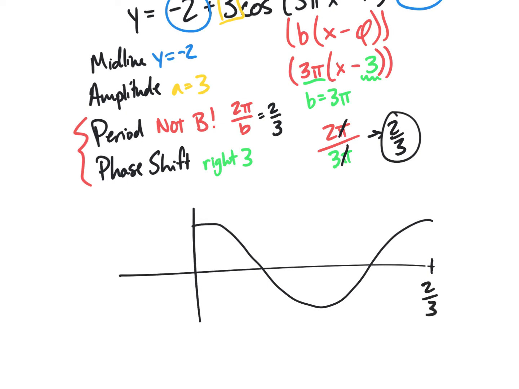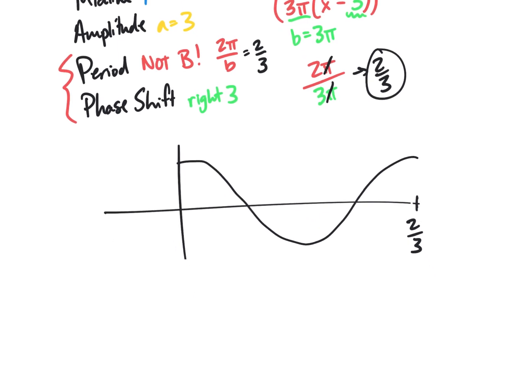Okay. Now, we have a midline of y equals -2. So normally our midline is at 0, and so we have to shift it down 2, 1, 2. So there our midline is there. We also know that we have amplitude of 3, and so from the midline to the top of the graph is 3 units. So 1, 2, 3.